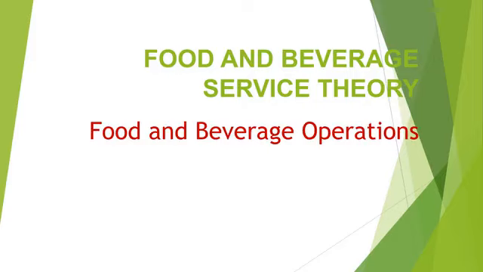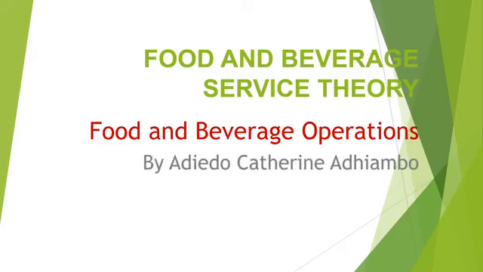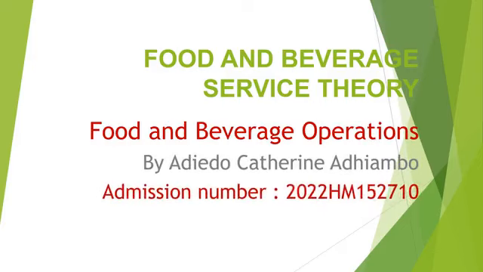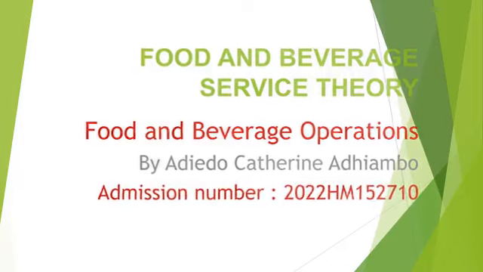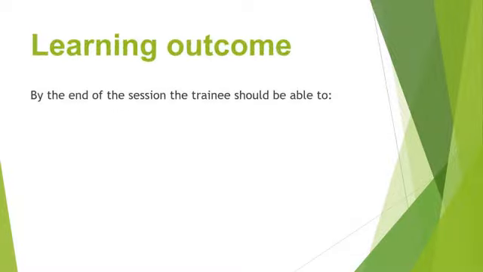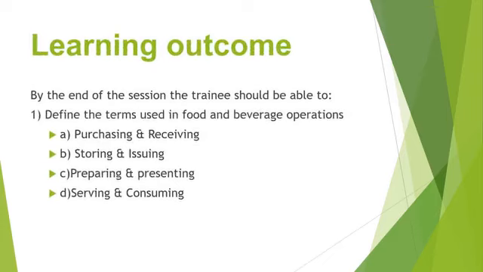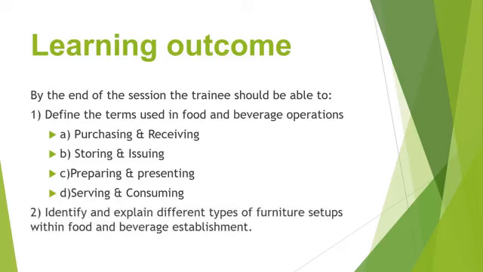On our last session, we tackled the procedure of serving water to a seated guest, and you role played it very well. Our topic today is food and beverage operations. The learning outcome: by the end of the session, you should be able to define purchasing and receiving, storing and issuing, serving and consuming. You should also be able to identify different types of furniture setups within food and beverage establishments.